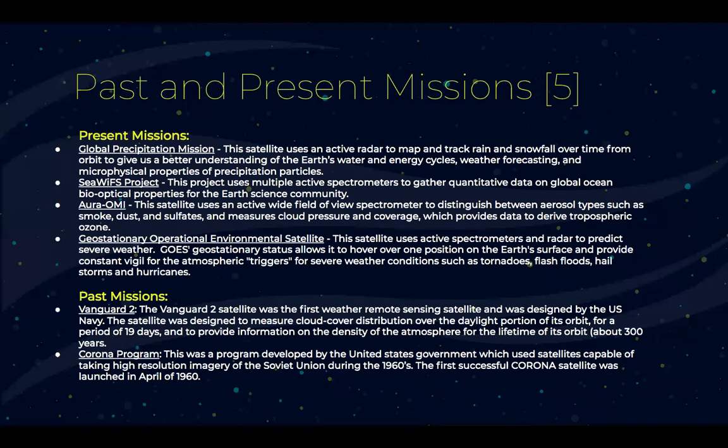Since humans first launched satellites into space, there have been various missions that have used remote sensing to gather information about the Earth, both in the past and present. These satellites are often used to gather data about the atmosphere, ocean, and landscape of the Earth.